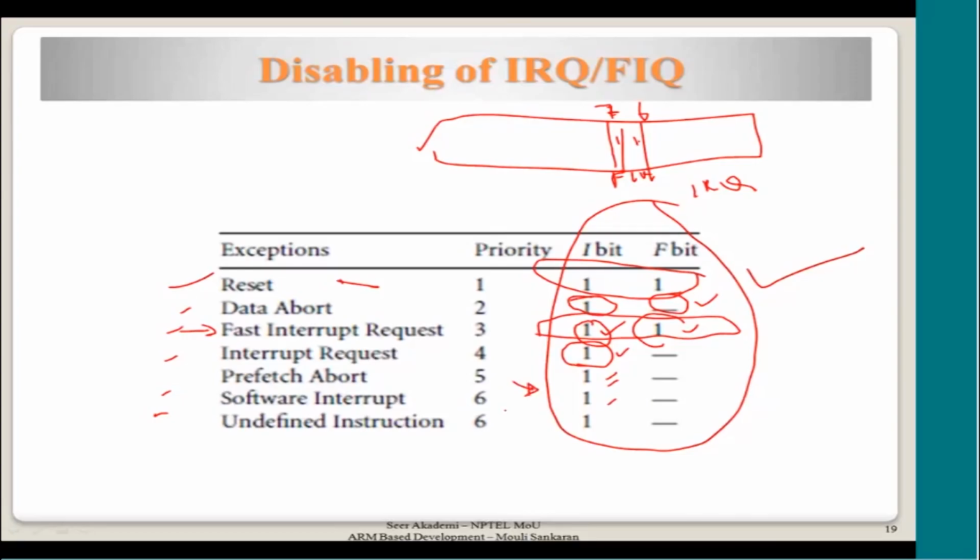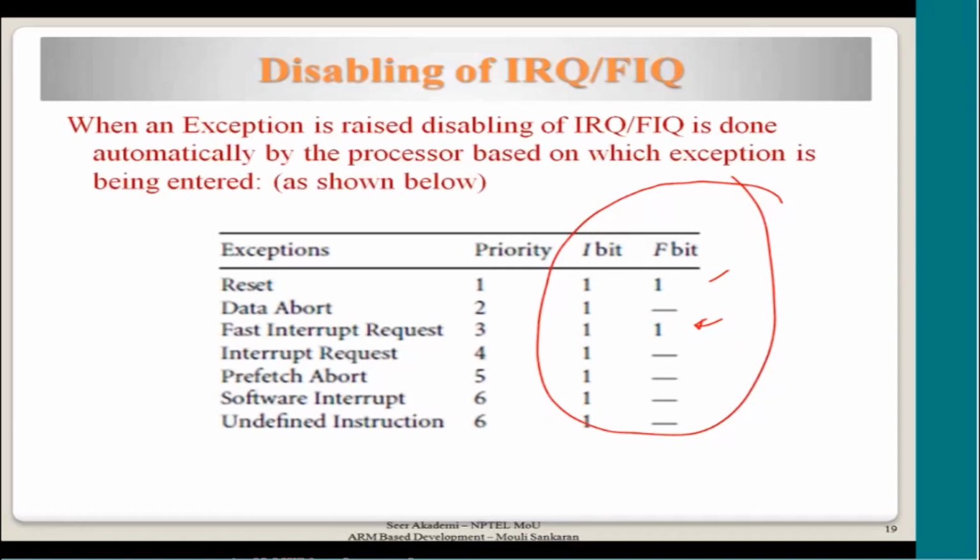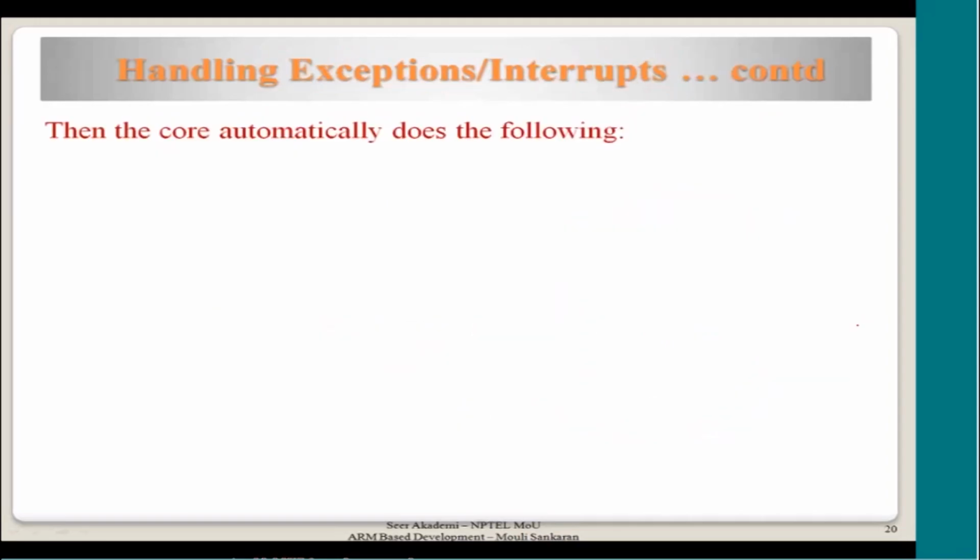So inside the ISR, you may have to handle this and then enable them based on the priority. I will be explaining that later. But this is how the processor does it by default, and then the ISR handler should undo it after performing some operations in the abort handler. So when an exception is raised, disabling of IRQ and FIQ is done automatically by the processor on entering the exception handler.